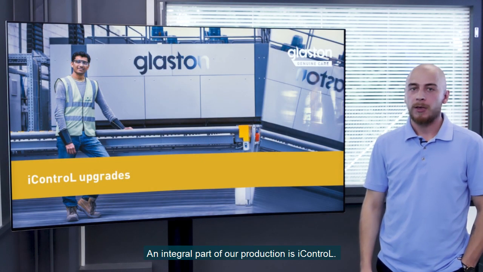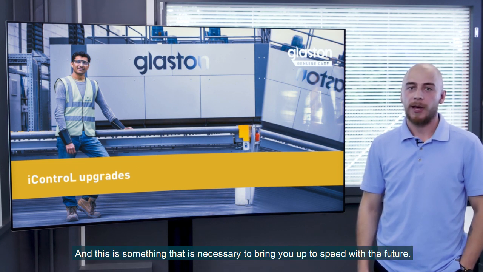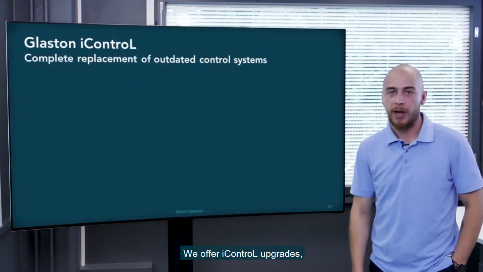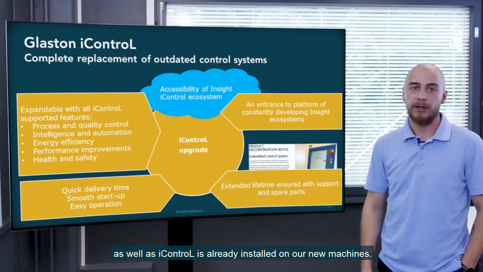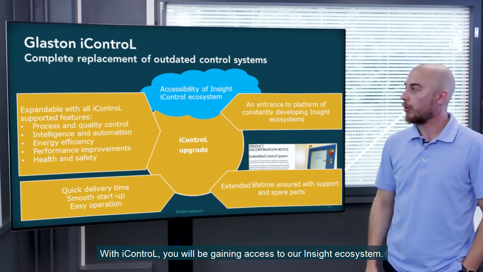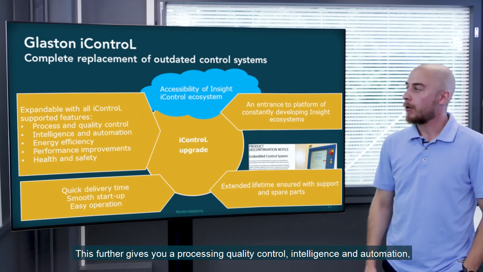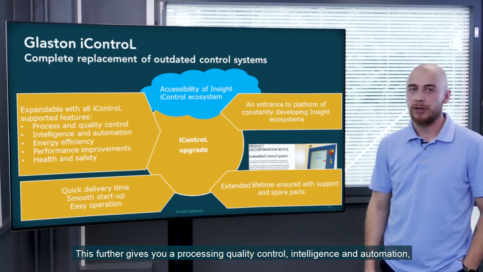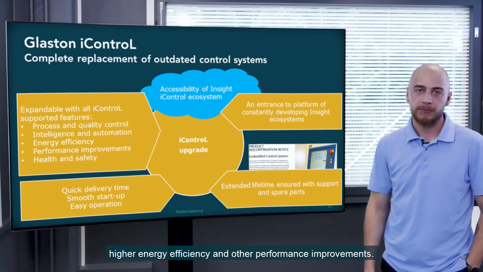An integral part of our production is iControl, and this is something that is necessary to bring you up to speed with the future. We offer iControl upgrades as well as iControl already installed in our new machines. With the iControl, you'll be gaining access to our Insight ecosystem. This further gives you process and quality control, intelligence and automation, higher energy efficiency, and other performance improvements.